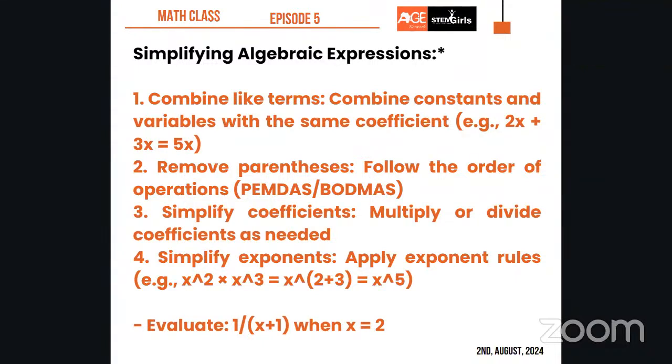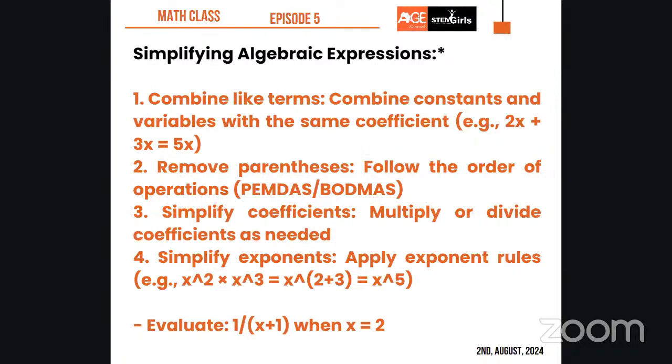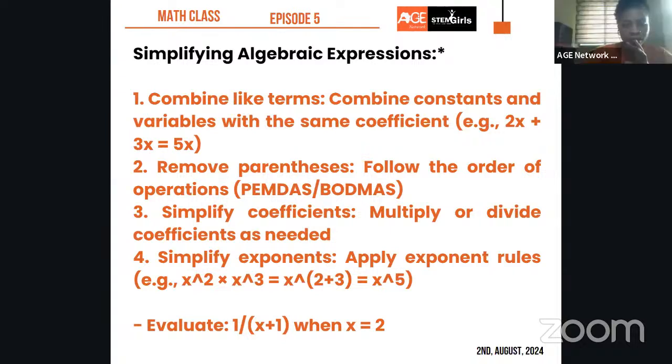The variable in 3x is x. So they are not like terms. So now you can combine like terms together. Some people call it collecting the like terms.